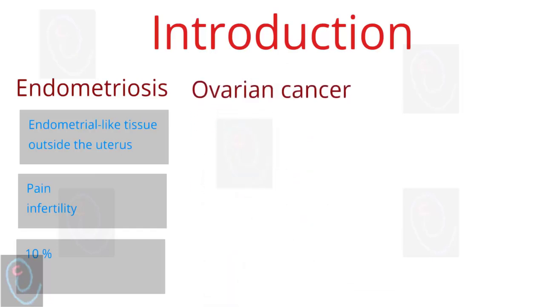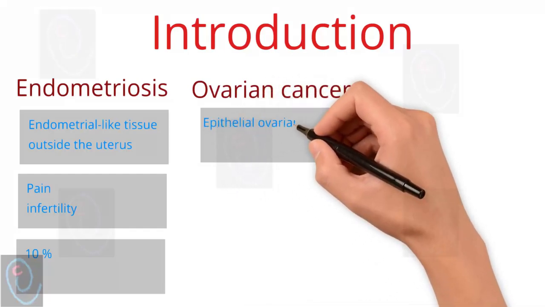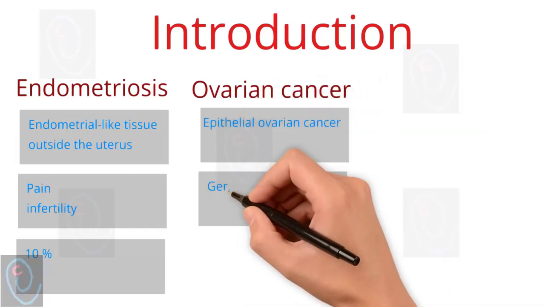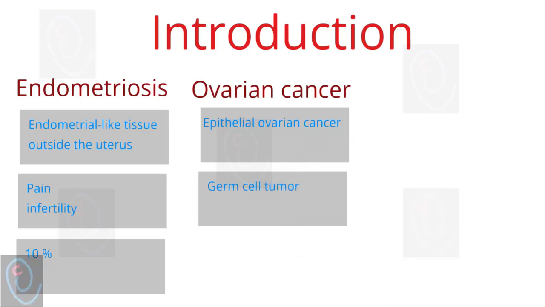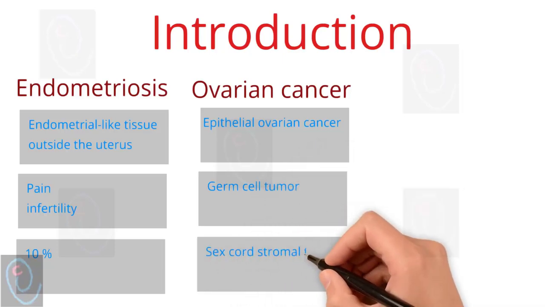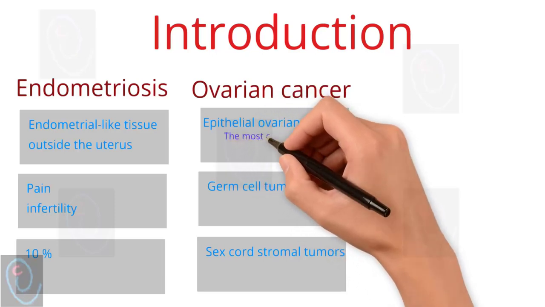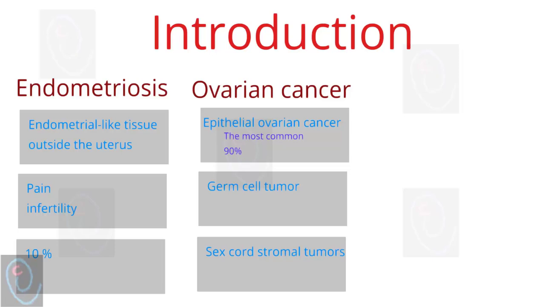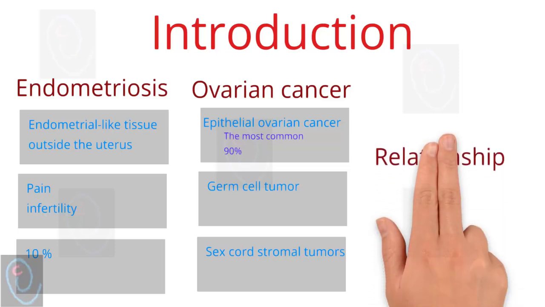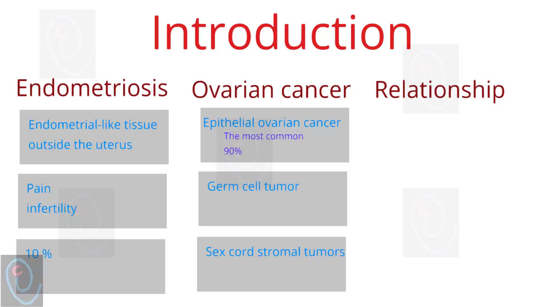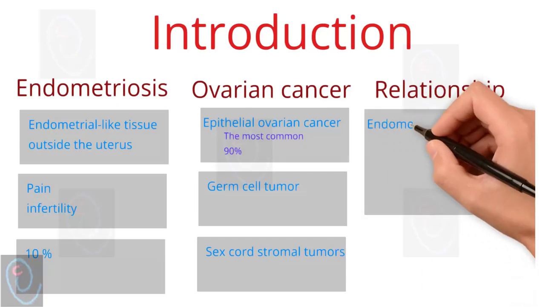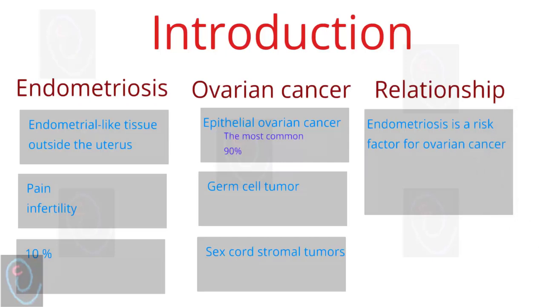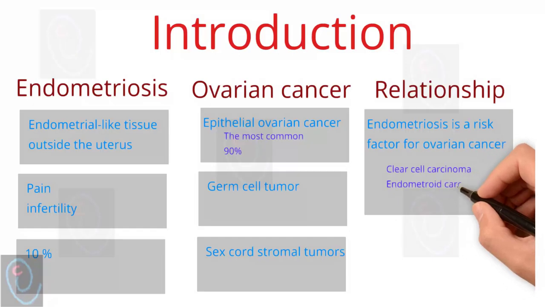بالنسبة للأوفاريان كانسر، احنا عارفين أوفاريان كانسر ممكن يكون epithelial ovarian cancer, germ cell tumor, or sex cord stromal tumor. The most common is epithelial ovarian cancer, and it forms about 90% of all cases of ovarian cancer. Regarding the relation between endometriosis and ovarian cancer, endometriosis has been identified as a risk factor for specific subtypes of ovarian cancer, especially endometrioid and clear cell carcinoma.